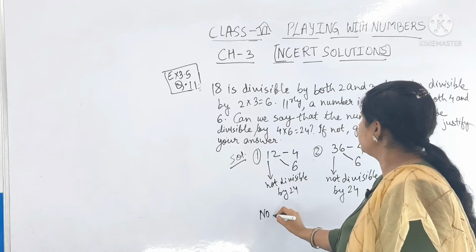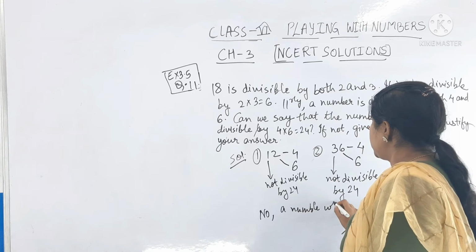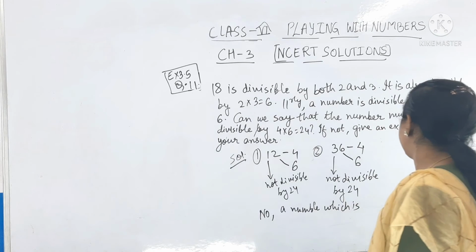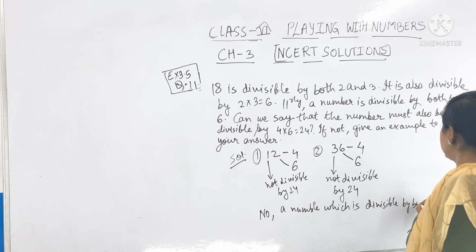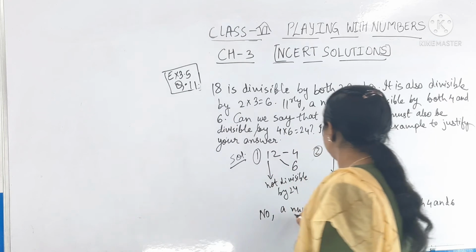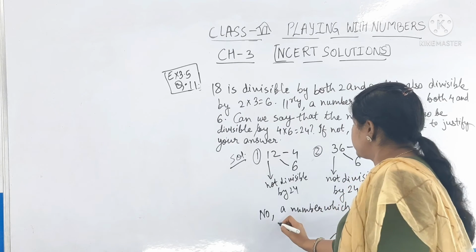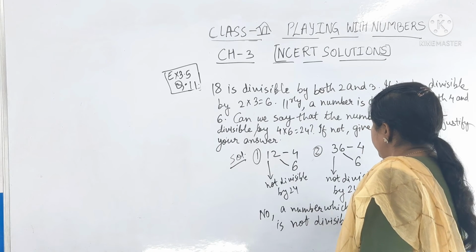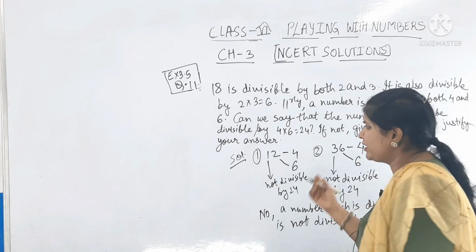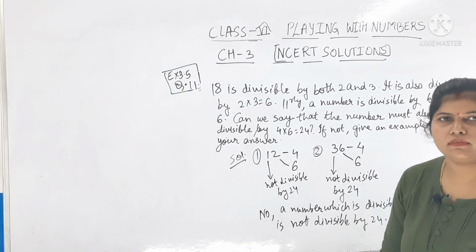No, a number which is divisible by both 4 and 6 is not necessarily divisible by 24. You can take another example also. I have taken 2 examples. Okay, so this is question number 11.